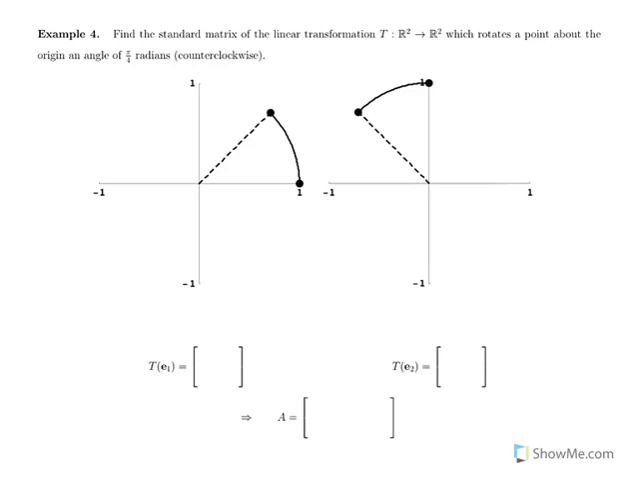So one last example here. We're going to look at something that has nothing to do with matrix multiplication and think about it as matrix multiplication. Here we're going to find the standard matrix of the linear transformation T, which is just about rotating a point about the origin by an angle of pi over 4 radians, remembering that pi over 4 radians is 45 degrees, counterclockwise around the origin. So this has nothing to do with matrix multiplication, and yet we're going to think about a matrix in this.